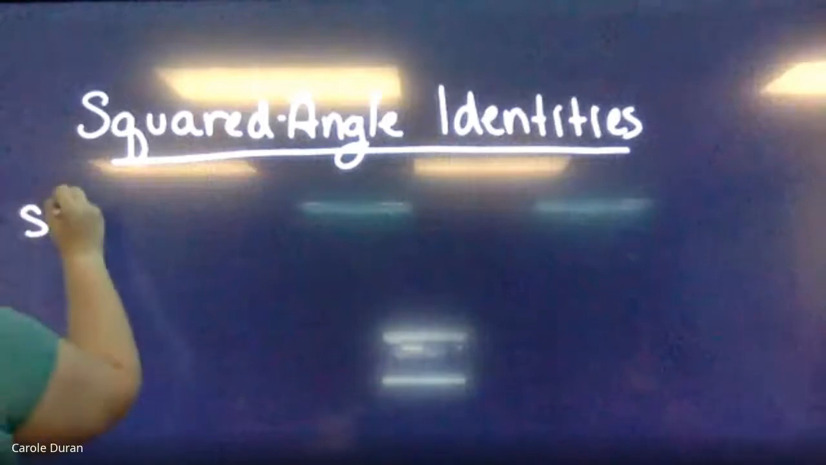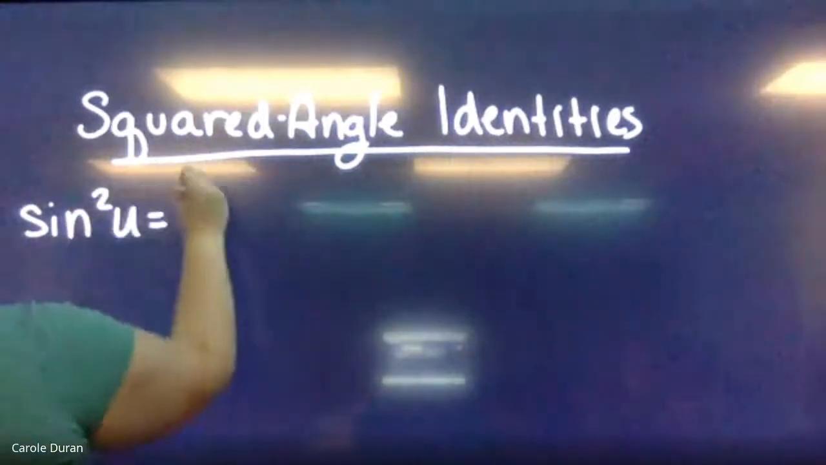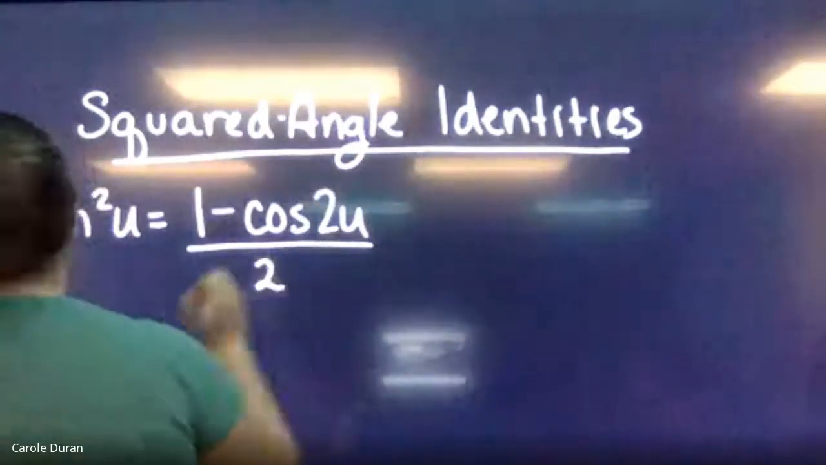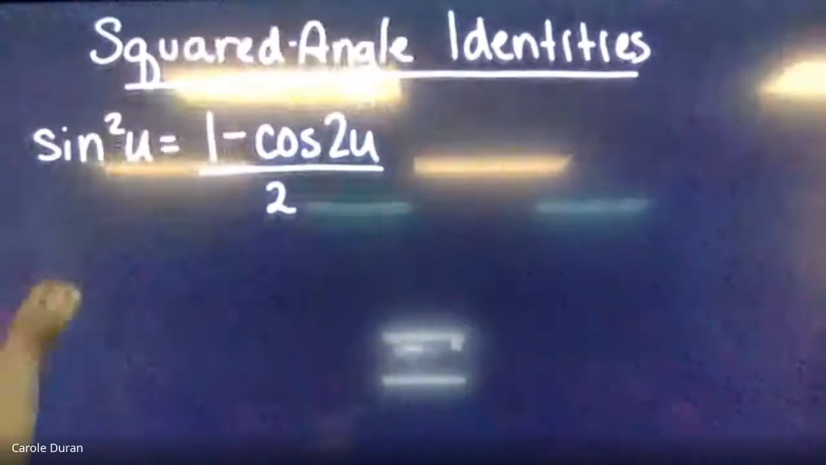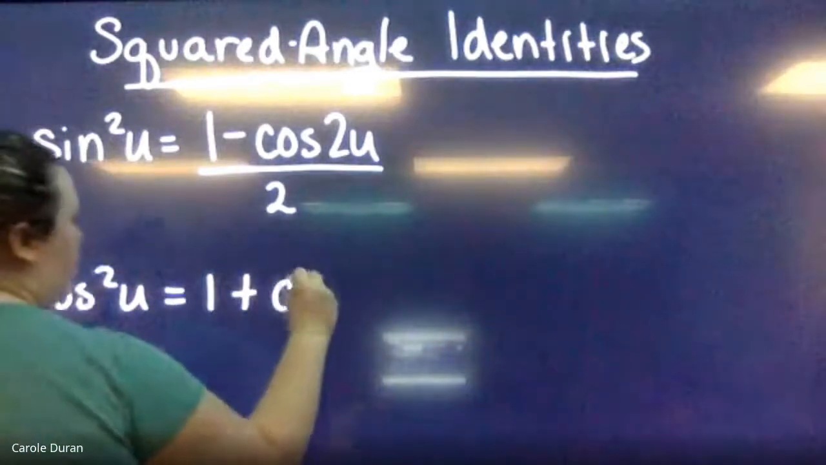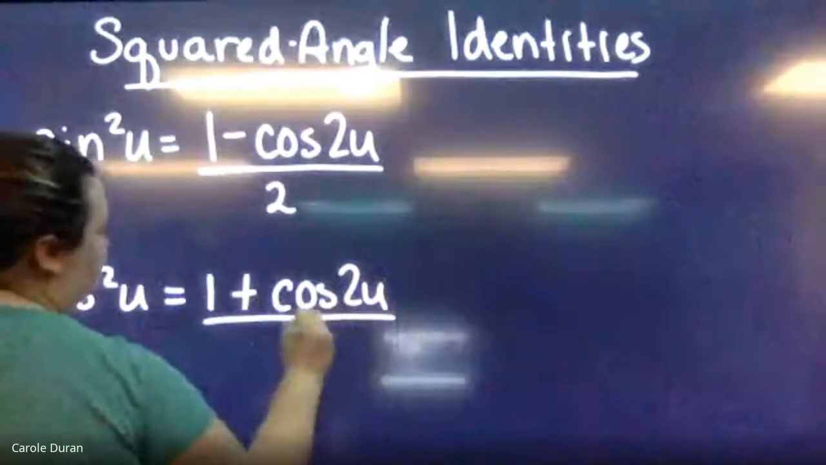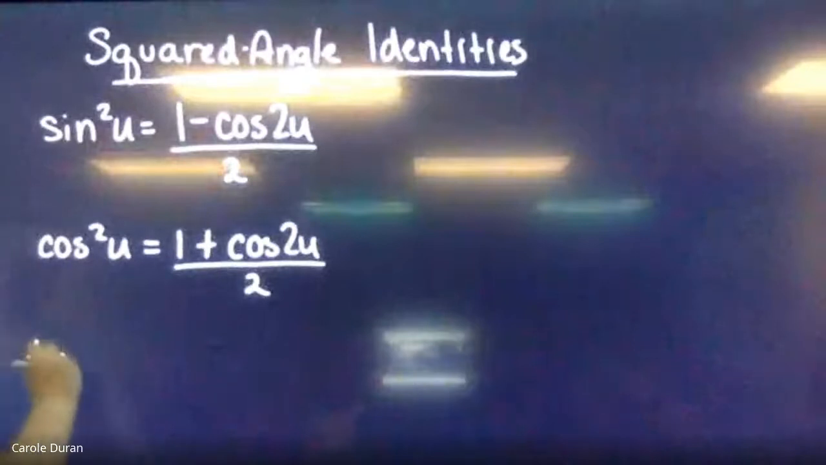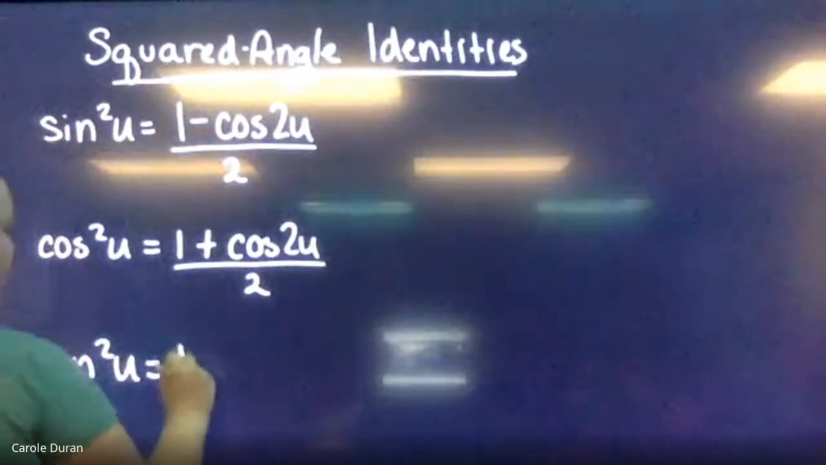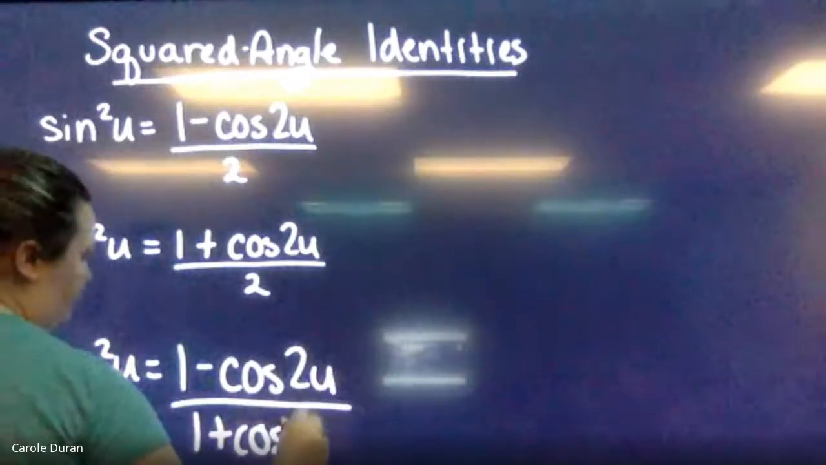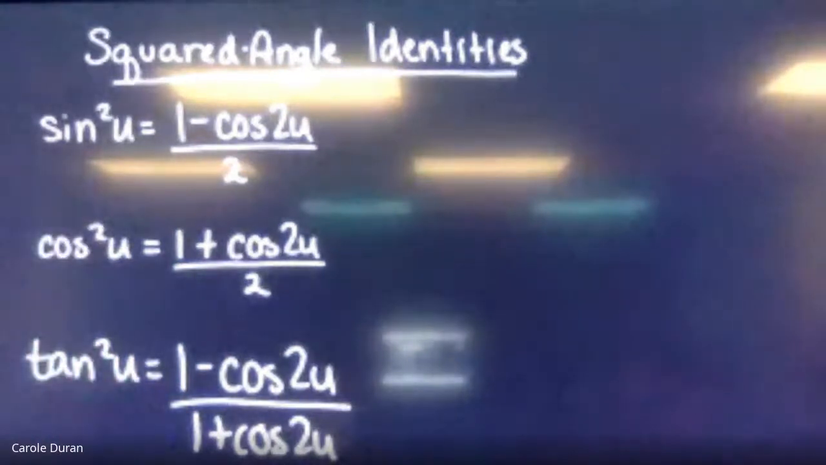We always like to start with sine. So our sine squared angle identity is equal to 1 minus cosine of 2 times my angle u, divided by 2. The cosine squared angle identity is equal to 1 plus cosine of 2u over 2. And the tangent squared identity is equal to 1 minus cosine of 2u over 1 plus cosine of 2u. And we're going to do 2 examples.